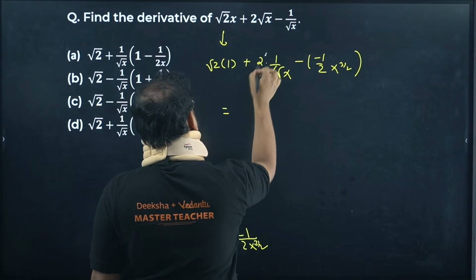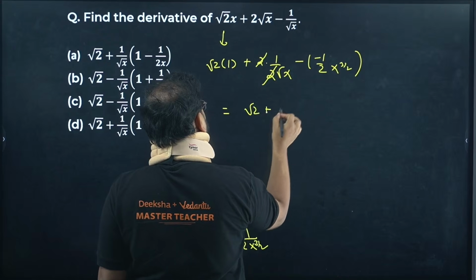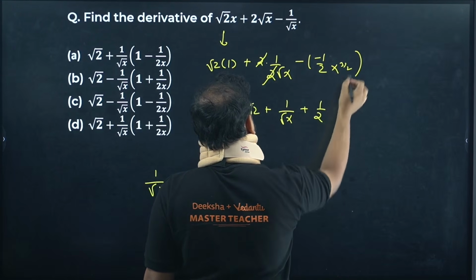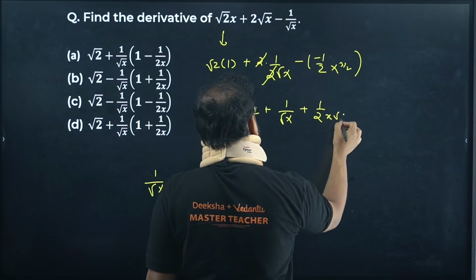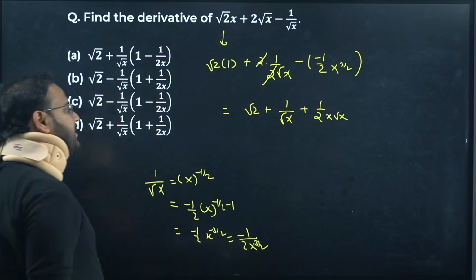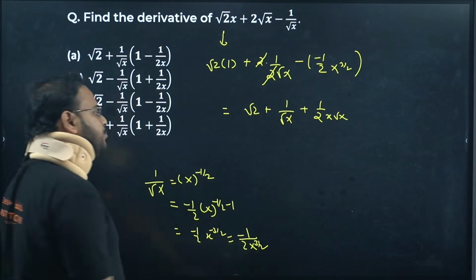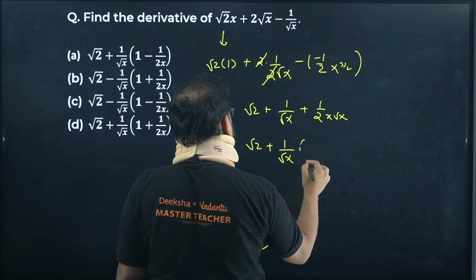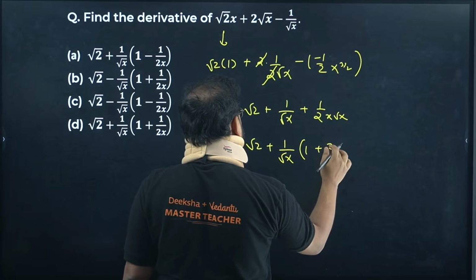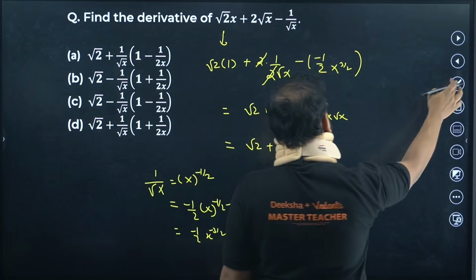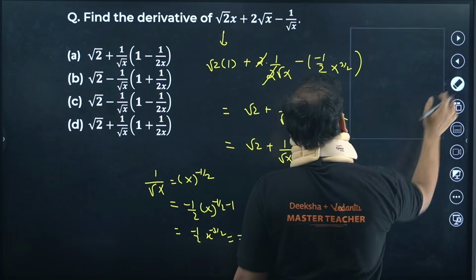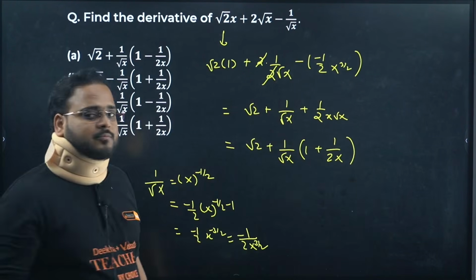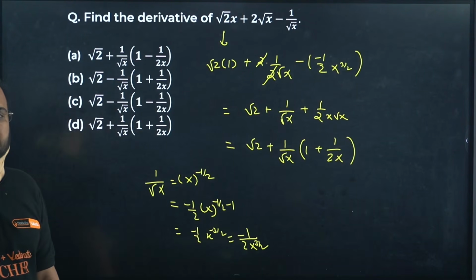So this 2 and 2 cancels. We have root 2 over here upon root x we have, and we have plus 1 by 2. X power 3 by 2 is what? Simply x root x. You can see root x is common, guys. Root x is common. So let's do that. Root 2 plus 1 upon root x is common. 1 plus 1 by 2x. I hope this is clear. 1 plus 1 by 2x. Option is D.